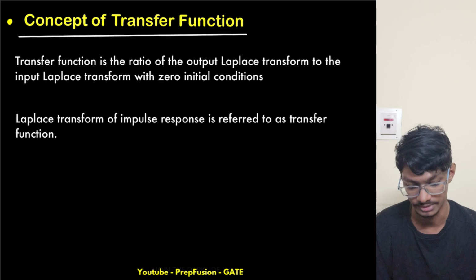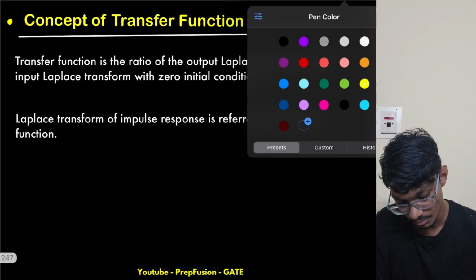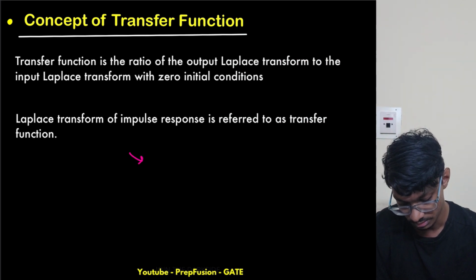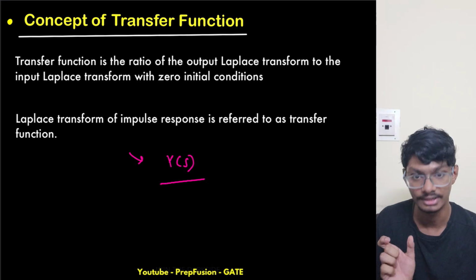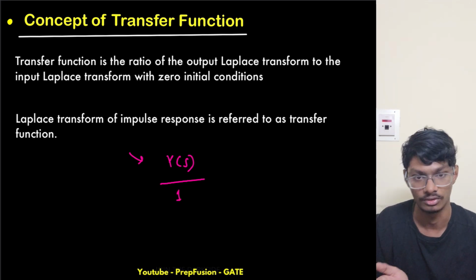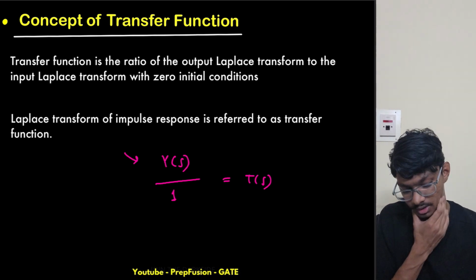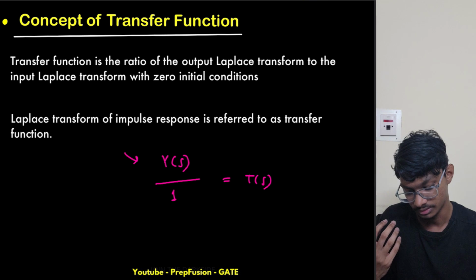Let me explain this just in a brief manner. Basically, in the numerator it is y of s, and in the denominator it is the Laplace transform of the input, right? And if the input is an impulse, then it is 1 only. So that's why this is the transfer function only. So T of s is equal to y of s only.